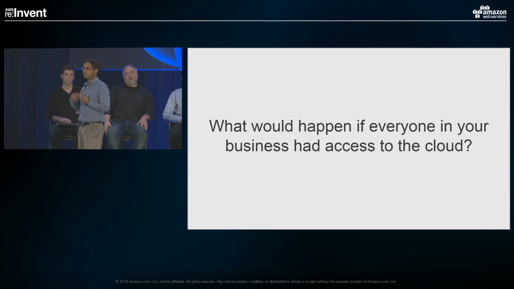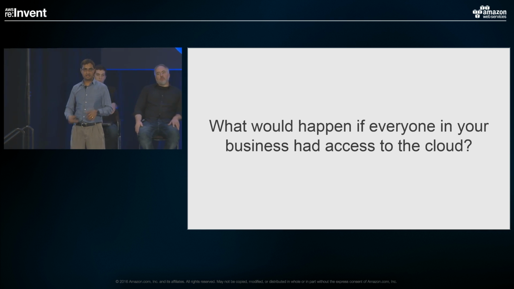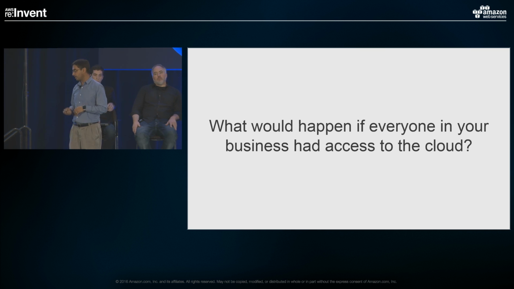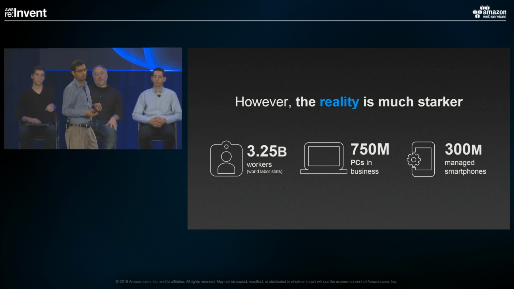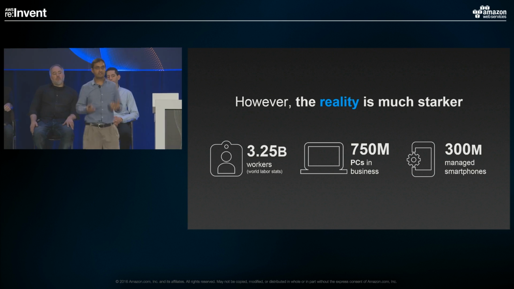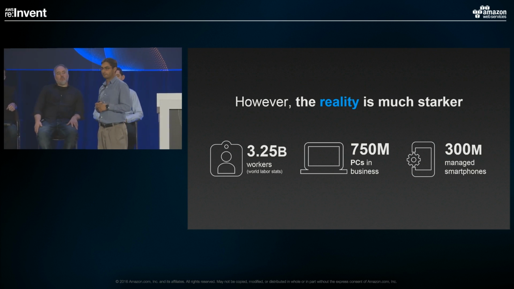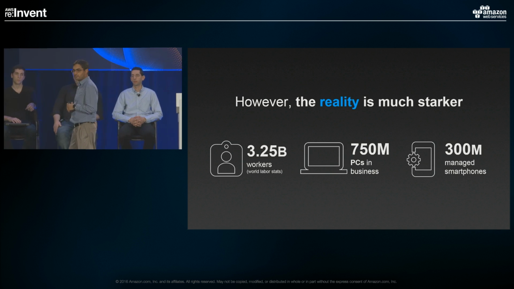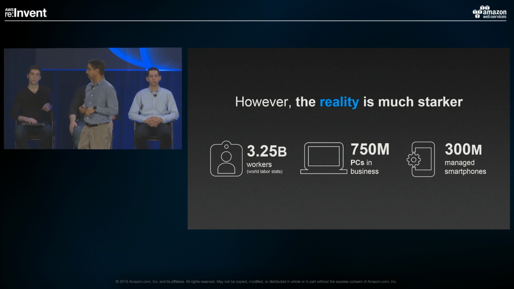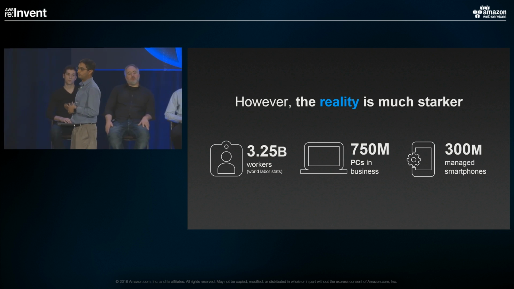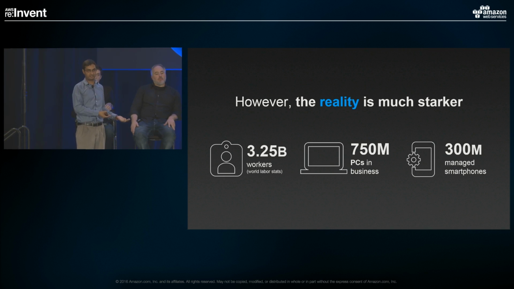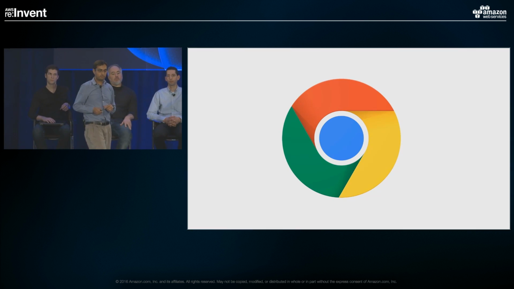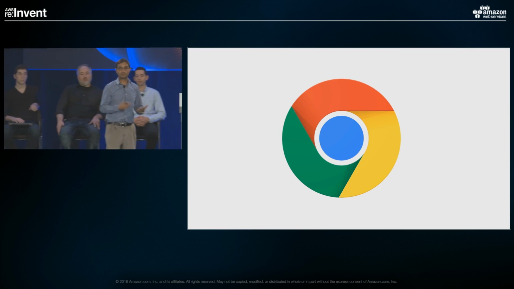But computing tends to be expensive and hard to maintain when you put it in environments like that. And so as a result, the actual reality is much starker than this. There are about 3.25 billion people walking into workplaces in the world today. But there are only about 750 million PCs in businesses, and only about 300 million managed smartphones. And so literally, there are 1 billion plus people that don't have access to computing when they walk into a workplace today. This is what we wanted to change when we thought about Chrome OS.